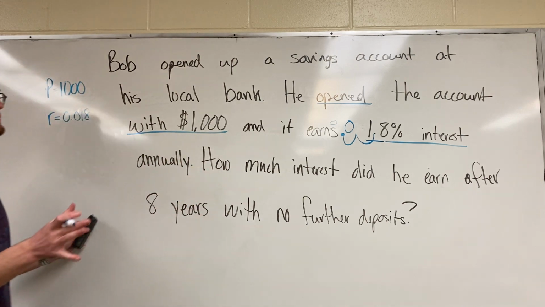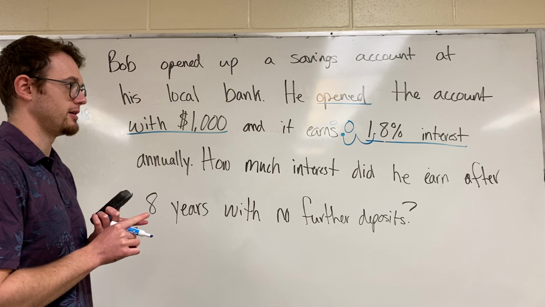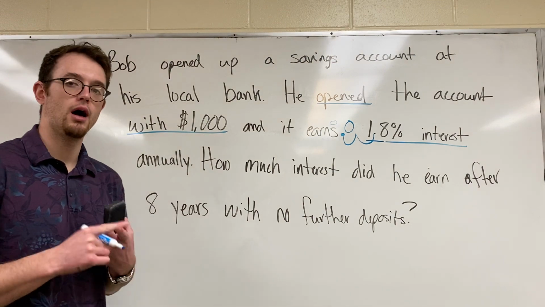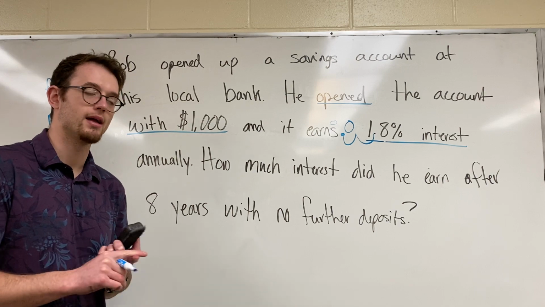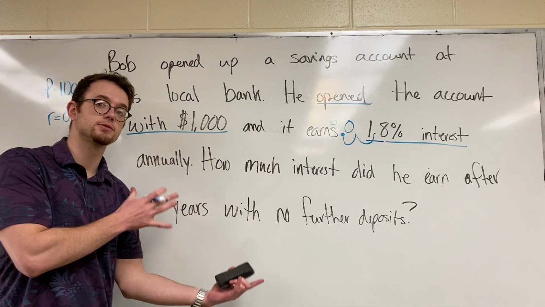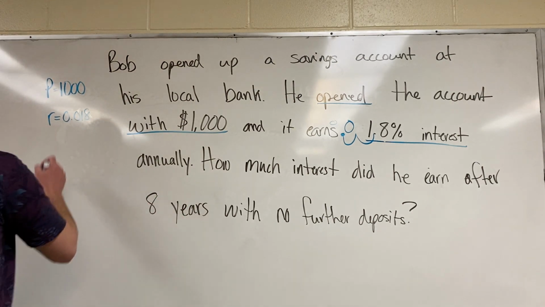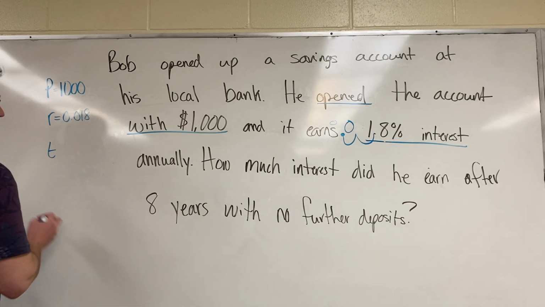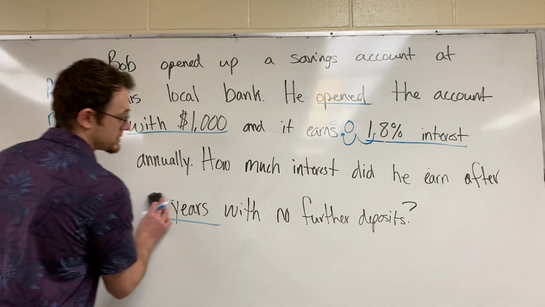In that, I did not hear the word compound. The word compound is not in there. So I'm not going to use the compound formula. I'm going to use the original formula where there is no n, because the word compound is not in this story problem. And then I know what time is, because that is 8 years. So t equals 8. So I can erase all of this.